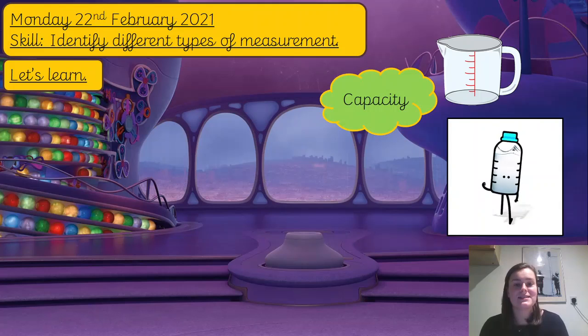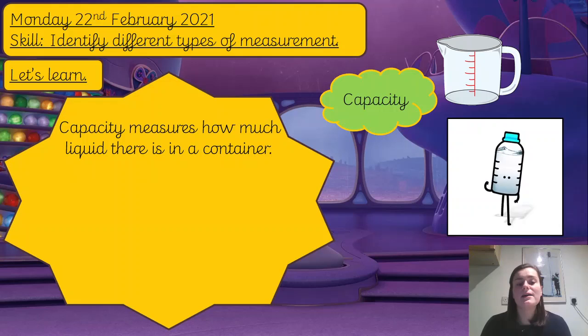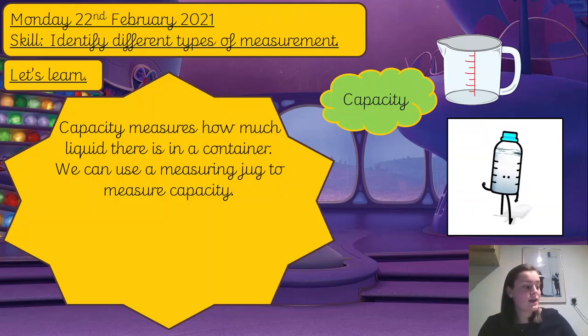Okay, capacity then. This might be one that you've not touched on before. So capacity measures how much liquid there is in a container. So it might be a water bottle, it might be the bath, lots of different things. Again, you might use it when you're cooking as well. So we can measure capacity using a measuring jug.